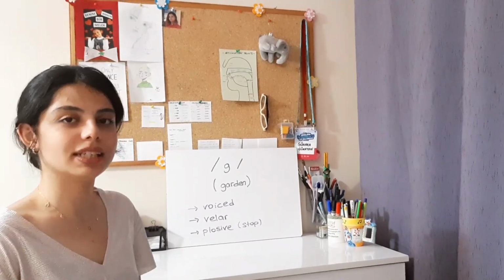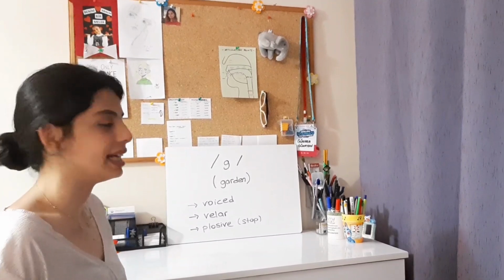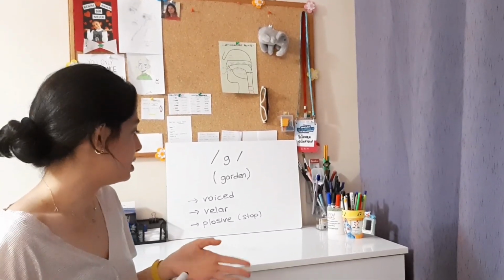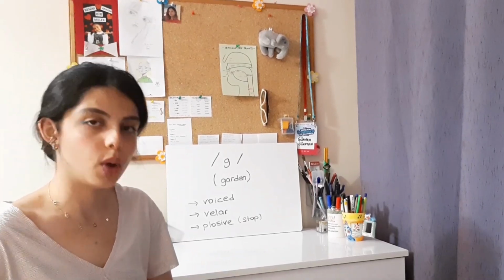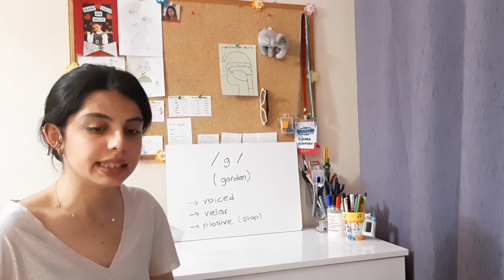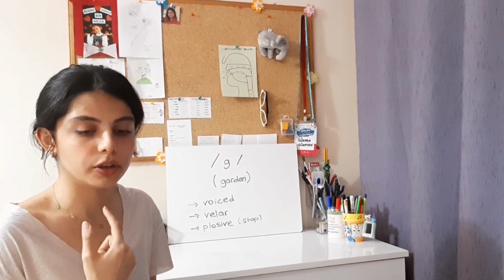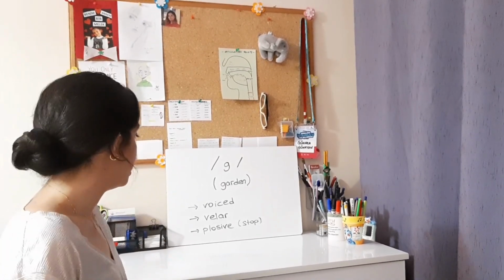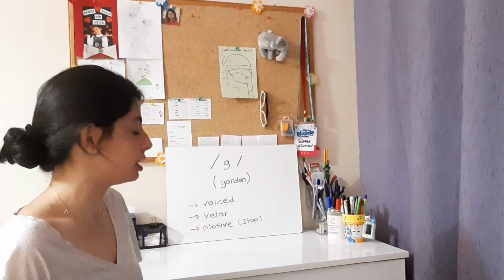Our next consonant is g, as in garden. Its voice sound and its place of articulation is velar. That means the back of the tongue is used against the soft palate. Its manner of articulation is plosive.